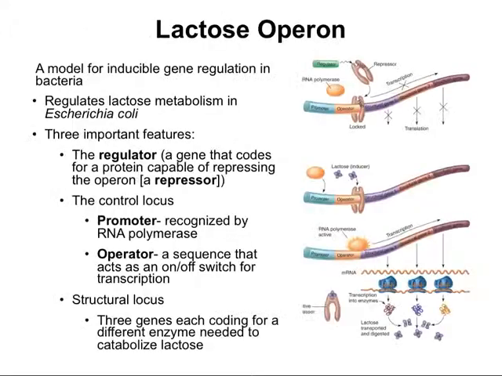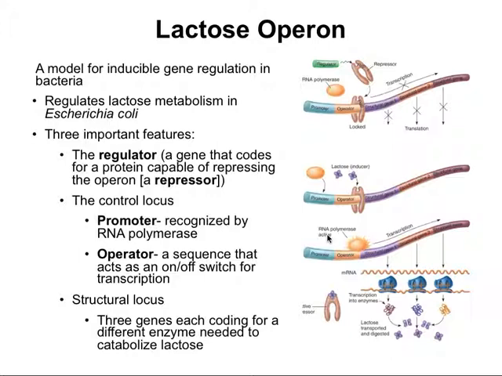Let's take a look at a couple of examples. We'll begin by looking at the lactose operon. This is a great model for inducible gene regulation. The system is found in Escherichia coli, and it's involved in regulating lactose metabolism. First of all, it's important to understand that glucose is the preferred energy source for these bacteria. However, if glucose is not present, then the bacteria can survive on lactose. So if glucose is present, this whole system is shut off. It's only turned on when glucose is absent and lactose is present, so that the bacteria can switch to using lactose as an energy source.